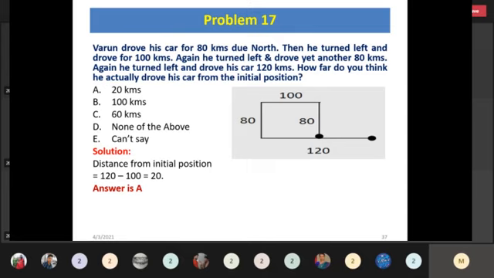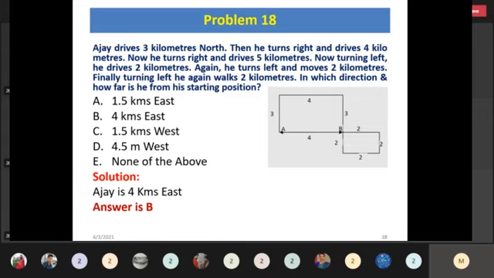Next one, problem 18. Ajay drives 3 kilometers north. Then he turns right and drives 4 kilometers. Now he turns right and drives 5 kilometers.